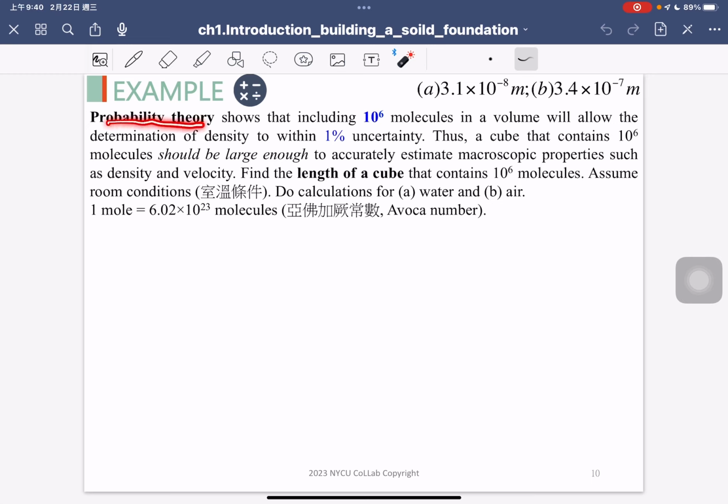The probability theory shows that including 1 million molecules in the volume will allow the determination of the density with 1% uncertainty. So that's the idea. We capture different volumes, and each volume includes 1 million molecules, and then we will have 1% uncertainty in measuring the physical property.